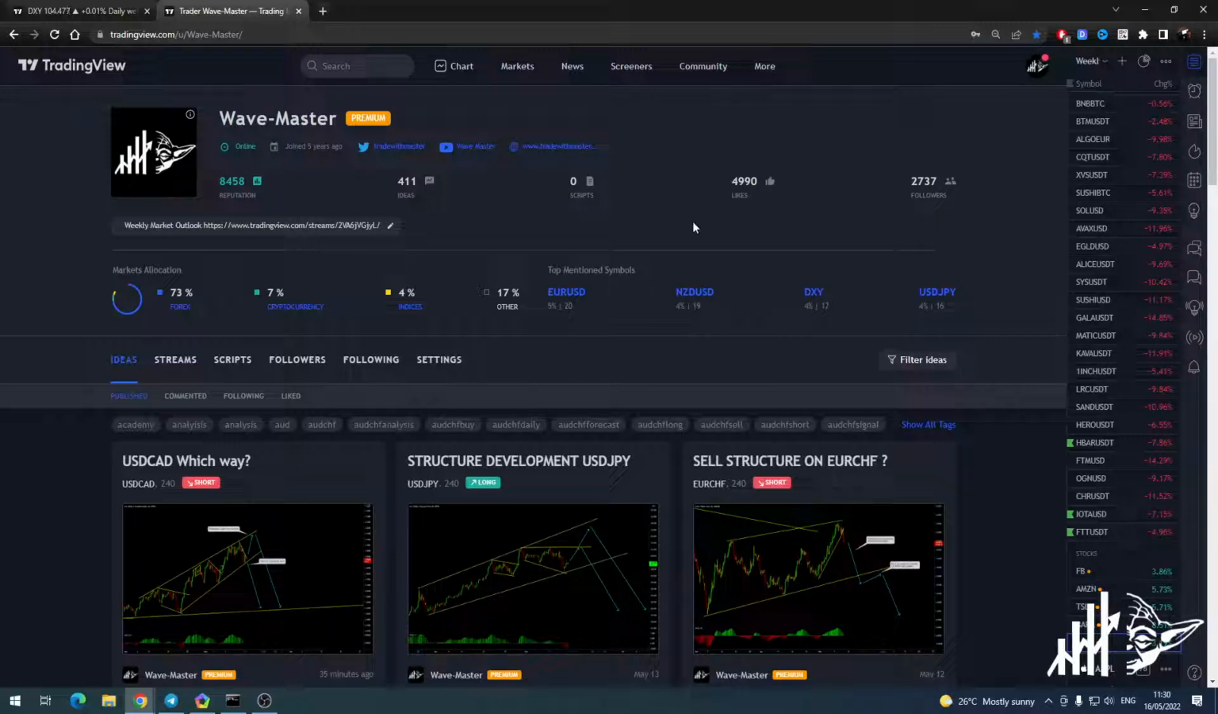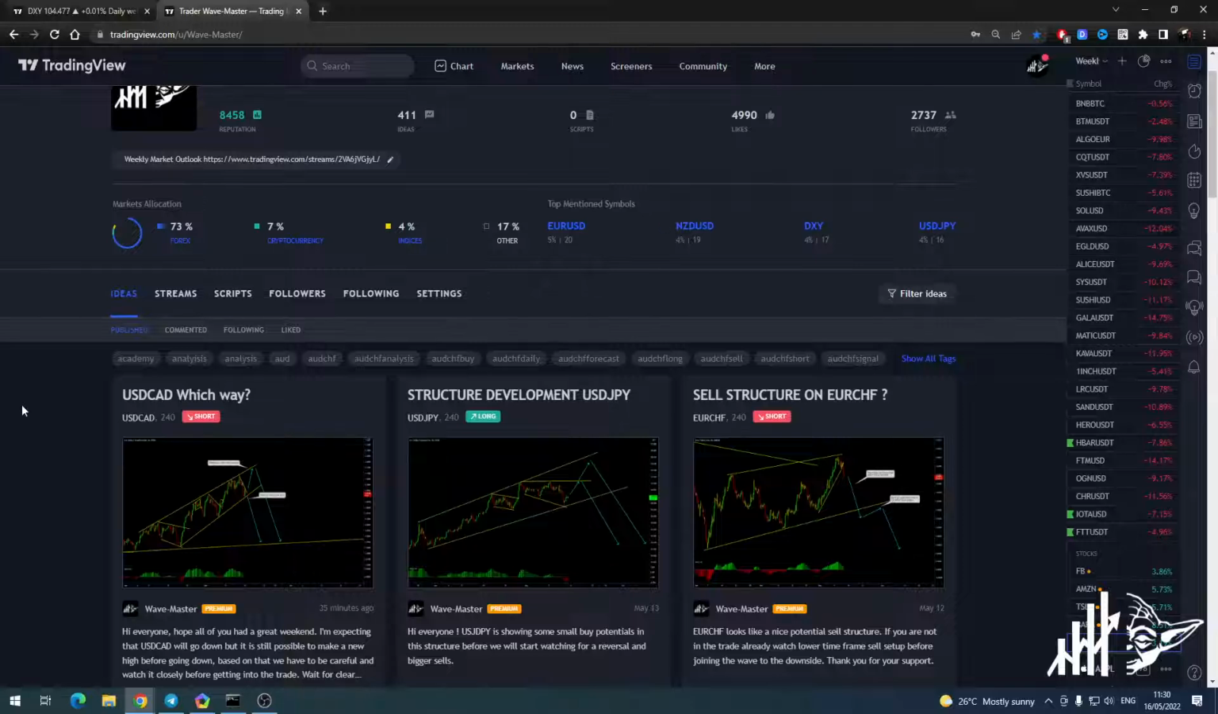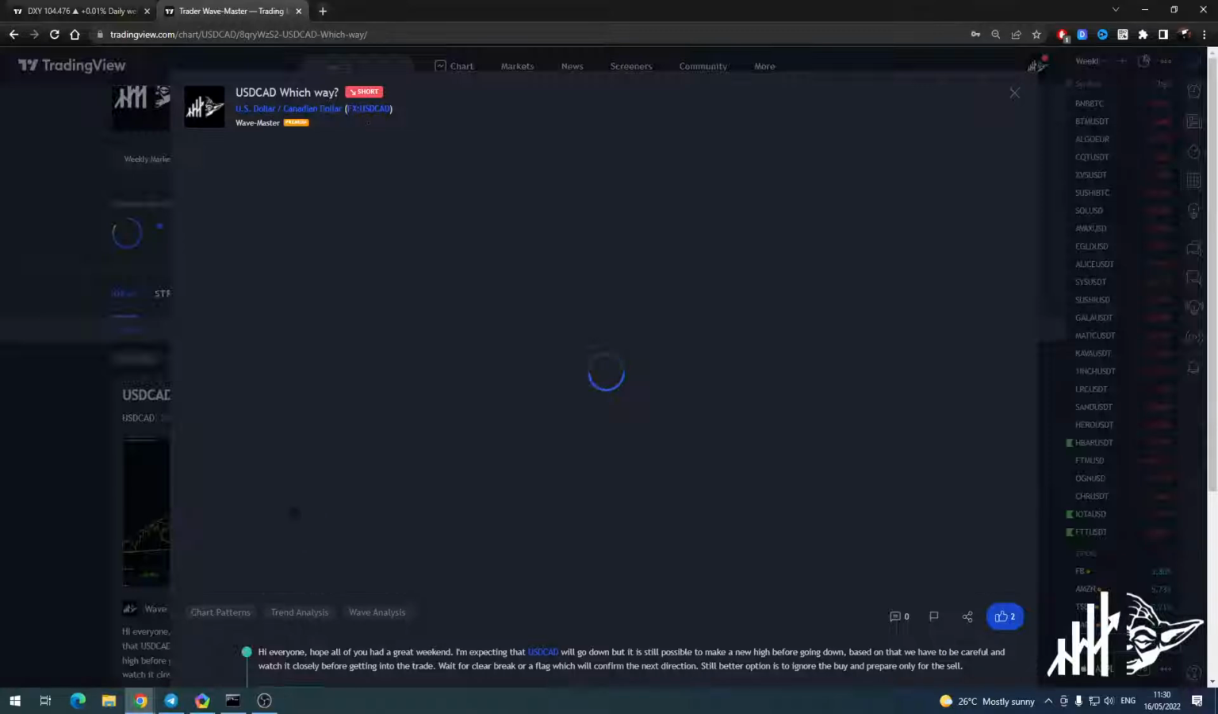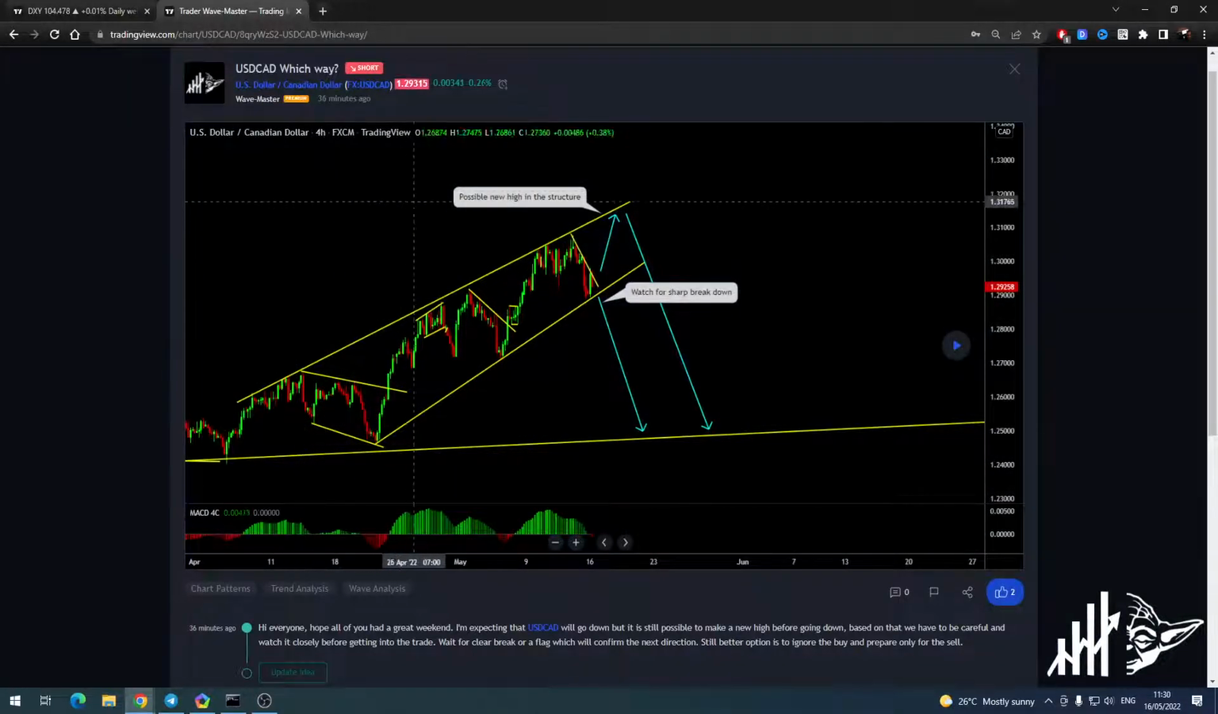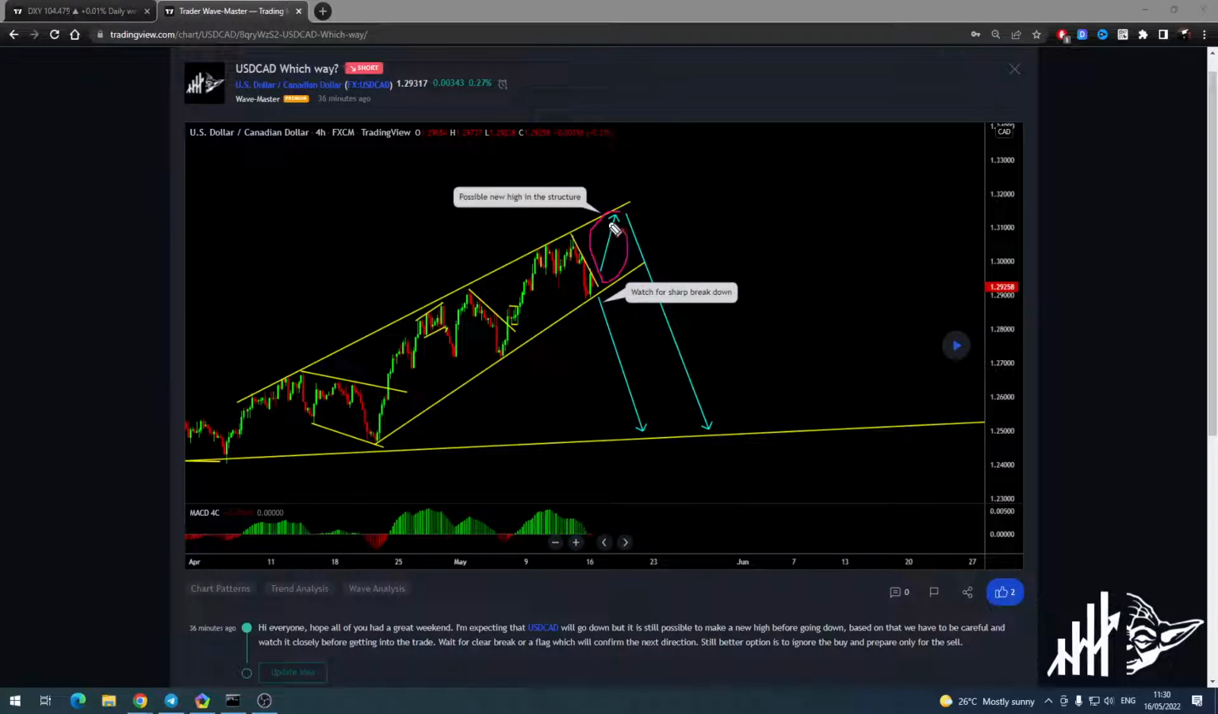The published idea, USD CAD, which I have posted over there, is USD CAD which way? Why which way? Because the option for USD CAD is open for the upside and for the downside. The upside is what we are not interested in. It could make a new high within this structure, but that's not what we want and that's not what we will trade. It doesn't matter if we get the buy stop over there. It's not tradable for us. It's too small a wave, and you will be risking more than you will get.